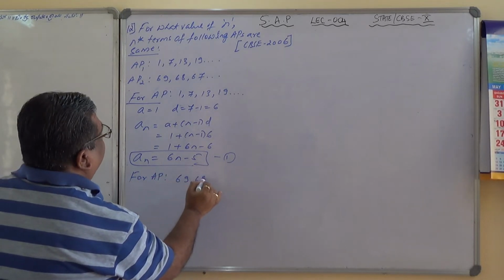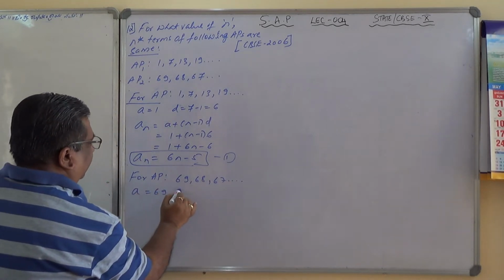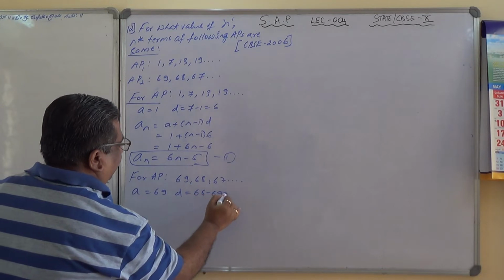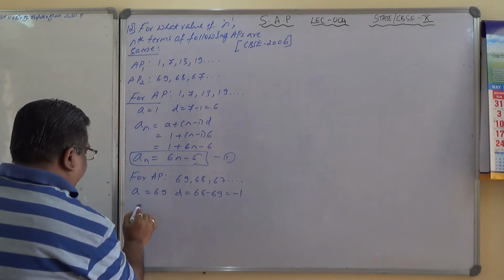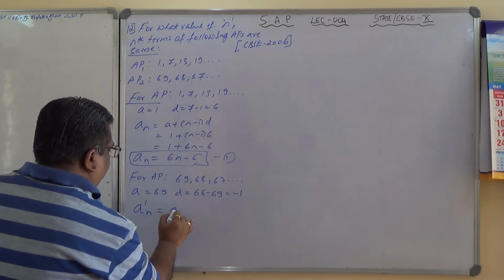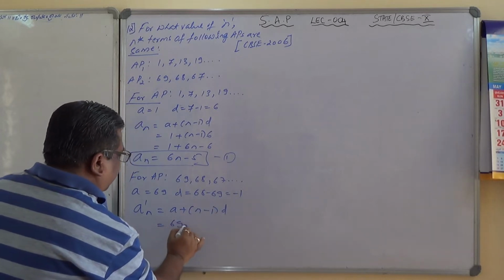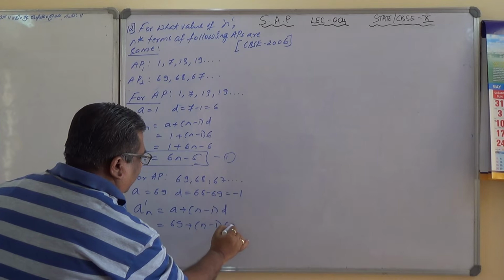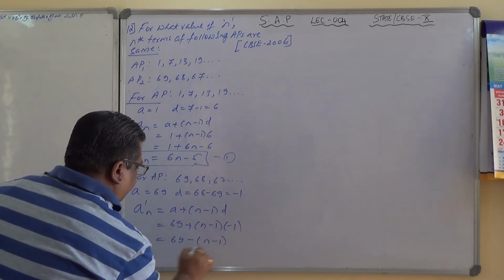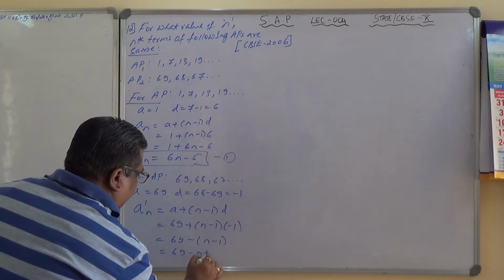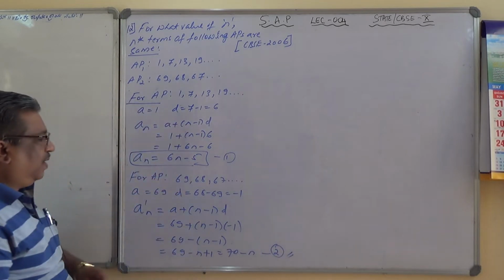Next, for the AP 69, 68, 67. Let A equals 69 and D equals 68 minus 69, which is minus 1. And the nth term I am considering here as A dash n, which is equal to A plus n minus 1 times D, 69 plus n minus 1 times minus 1. Taking this minus inside, it is 69 minus n plus 1, which is 70 minus n. Mark this as 2. Understood?